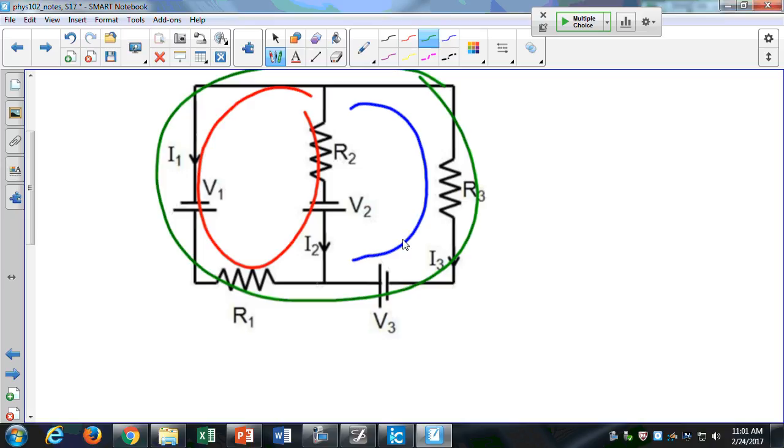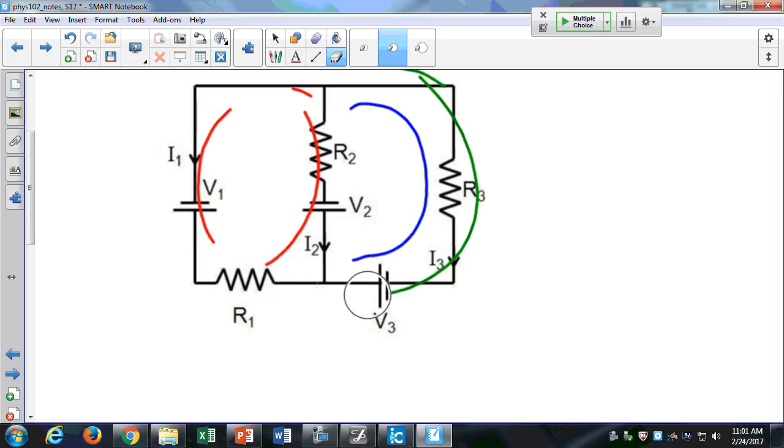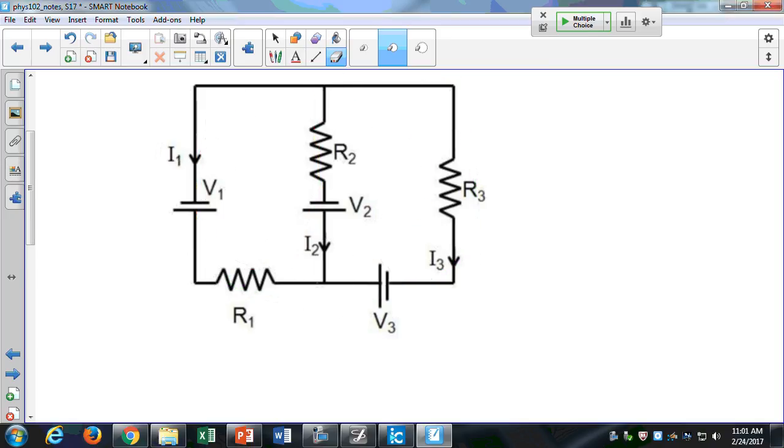Notice that I've already put the current directions. And sometimes on your test I'll give the current directions and sometimes not. But I just chose them here so we can all be on the same page. We'll do some where it's not given. But the current directions are not important. All right? It doesn't matter what you choose for the direction of the current. And I'll show you what I mean by that in just a bit.